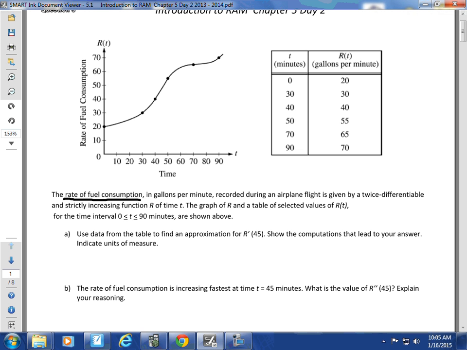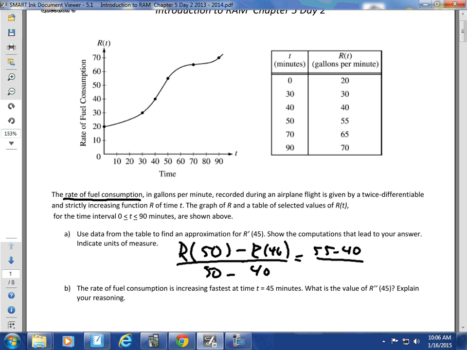They're asking you to use a secant line to approximate the slope of a tangent line. So if you took r of 50 minus r of 40 over 50 minus 40, you'd have 55 minus 40 over 50 minus 40, which would give you 15 over 10.